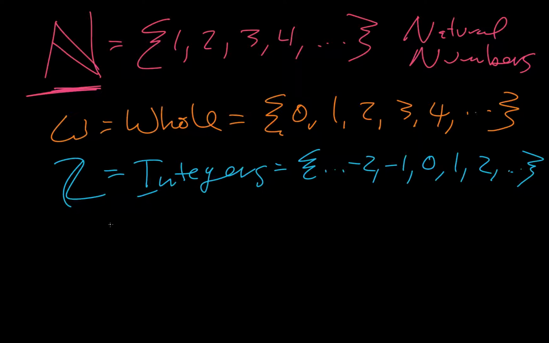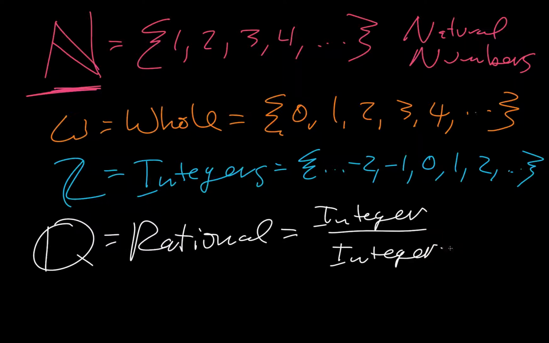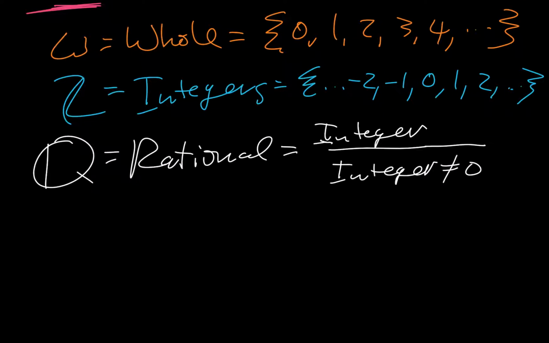From here, we can create the rational numbers, which is a script q. Now, we can't really write it in this same form, so we just write like a definition. It's just going to be any number you can write as an integer divided by an integer, but the bottom cannot equal 0. So the only integer that can't go on the bottom is 0, because that would create division by 0, and that's undefined. So since we're talking about rational numbers, I'm going to go a little more in depth on this, since that's the topic of what we're doing.